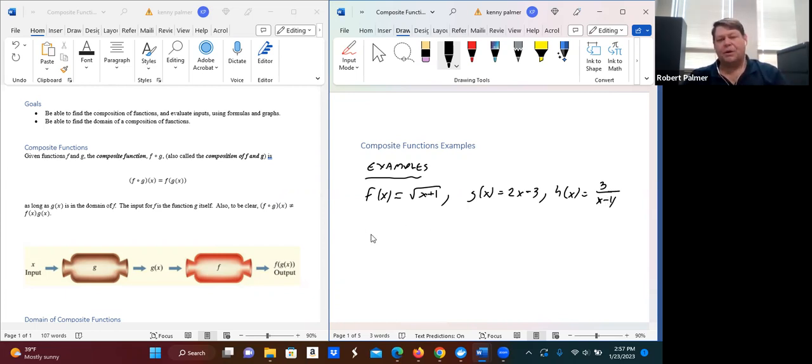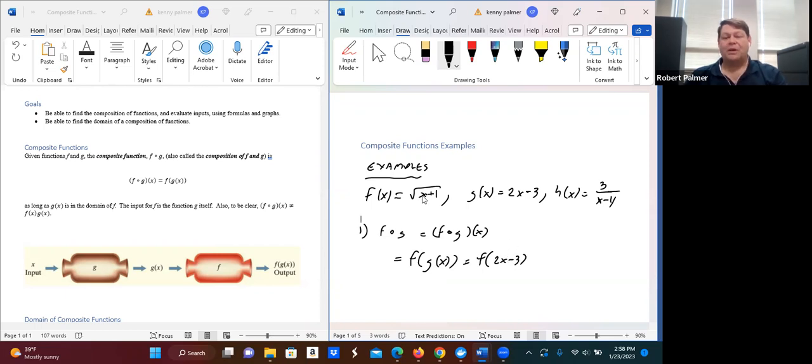So let's take a look at our first example. Let's simply do this function written this way: f composed with g, making sure this is like a circle. Or you may see it written over here as f composed with g of x. Once again, what this means is my input for my function f will be my function g. And g is 2x minus 3.